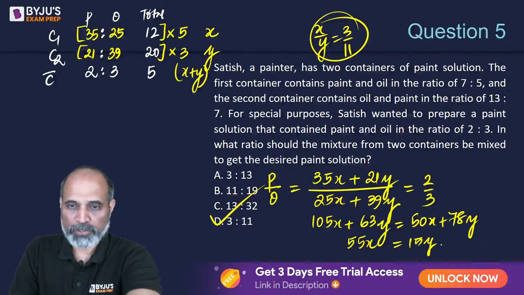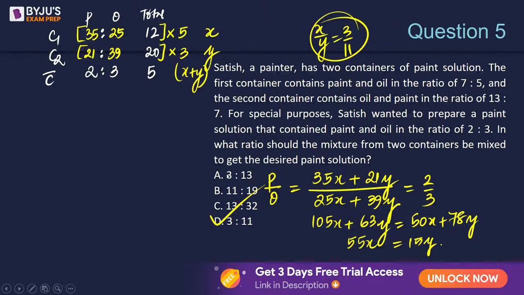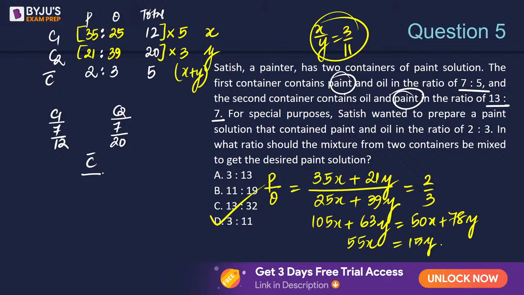For that, I'm going to hide myself. The next approach is called alligation. What happens in alligation is you choose one of the two entities. Suppose I choose paint. How much paint do we have? Can we say paint in the first container is 7 units out of 12 units? In the second container, the paint we have is 7 out of 20? And the paint in the average is 2 out of 5.